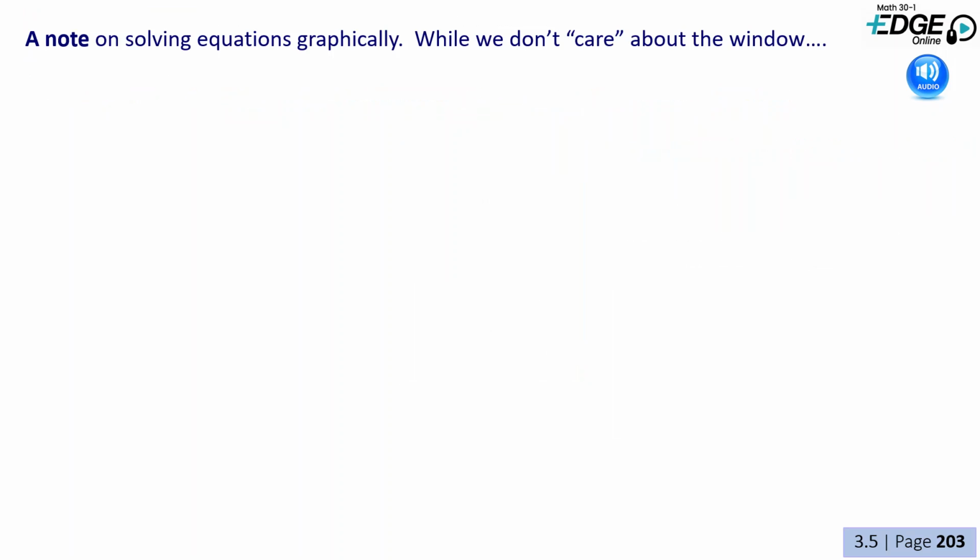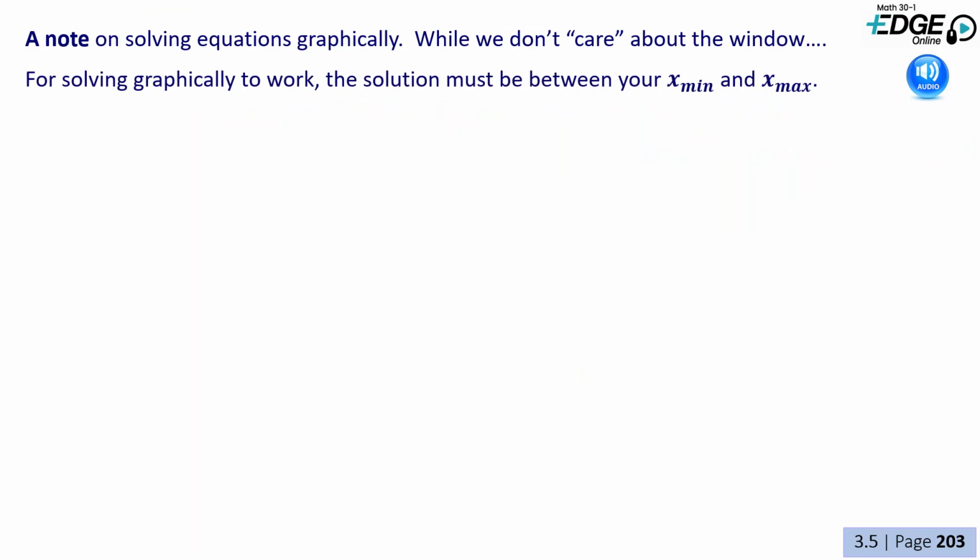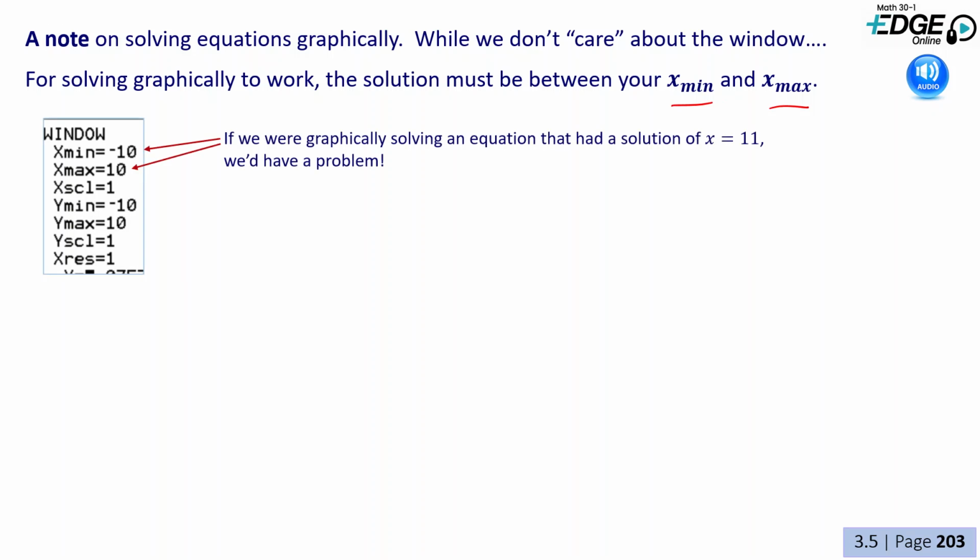So a note on solving equations graphically, however, is while we didn't care about the window settings, and we just found the intersection just by pushing enter a few times, in order for this to work on your graphing calculator, the solution must be between the x minimum and the x maximum. So our x min and x max were at 10 just by default. So let's say if our answer had been 11, then your calculator would have said no solution, or there would have been an error or something like that.